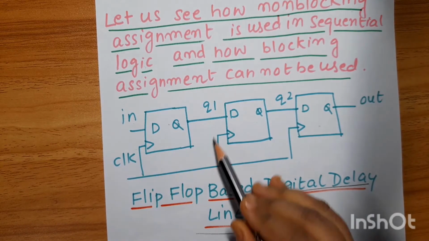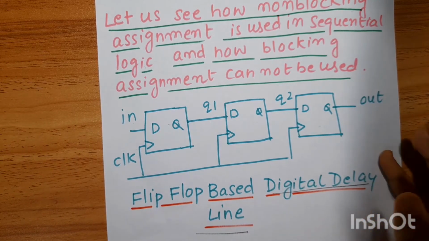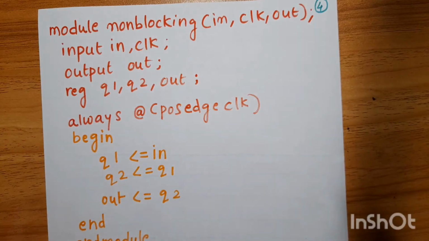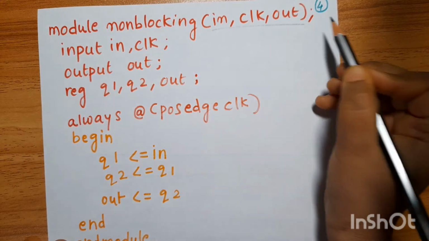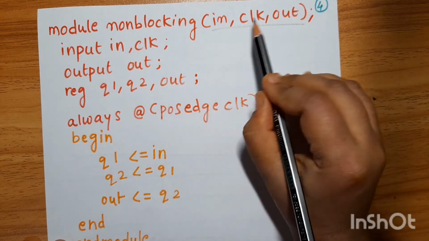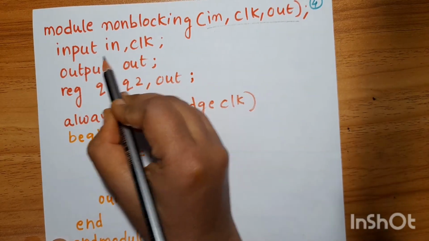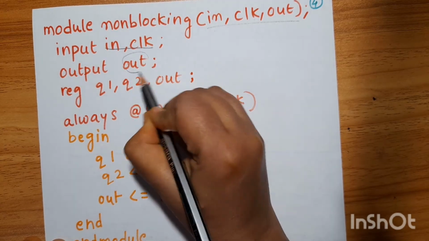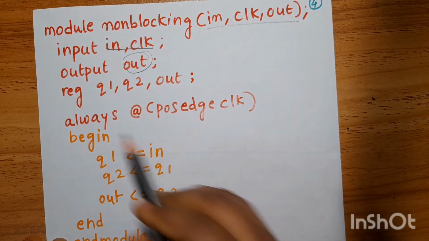Clock is applied to all the 3 D flip-flops at a time. Here is the module which is showing the non-blocking assignment, the delay line. Digital delay line code of 3 flip-flops. Here are the ports: in, clock and out. In and clock are input in nature, and out is output in nature.